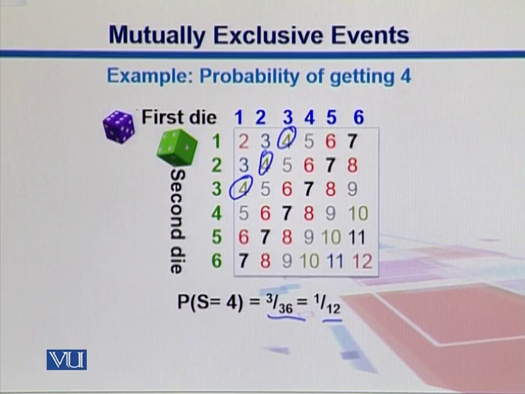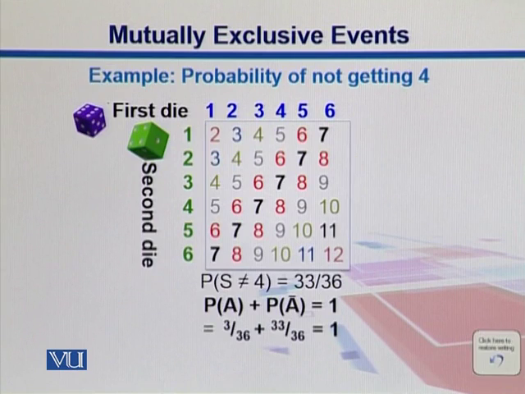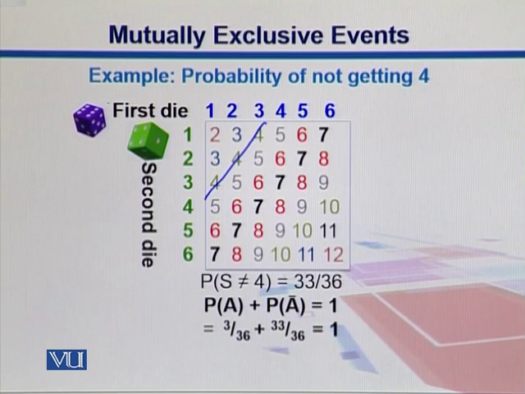Now this is something which is happening. So what is the probability of something which is not happening? What is the probability of not getting 4? Here we take these 3 out and the remaining are 33 different outcomes. So the probability of not seeing a 4, or the complement of 4, is 33 out of 36. When we add both of them together, it adds up to 1.